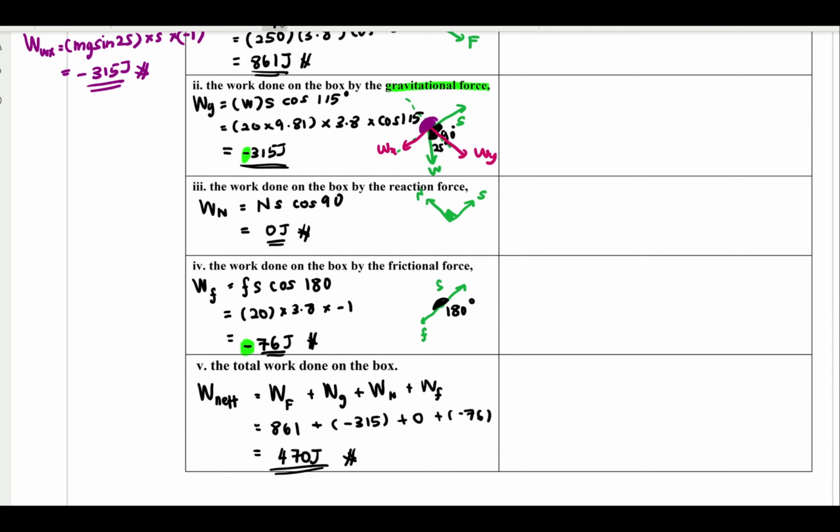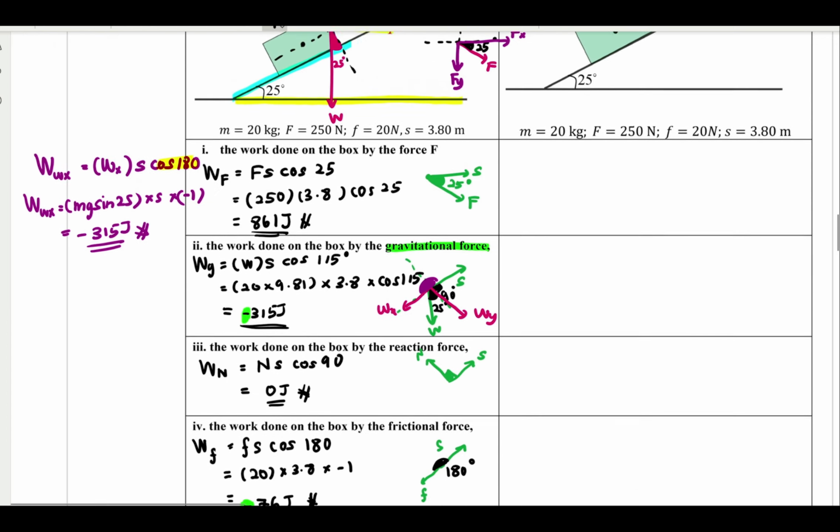Itu cara kita kira lah. Salah satu cara untuk kita kira total work done on the box. Boleh? Kita kira satu-satu and then kita boleh tambahkan dia punya work tadi, kita totalkan terus. Alright. Okay, next.